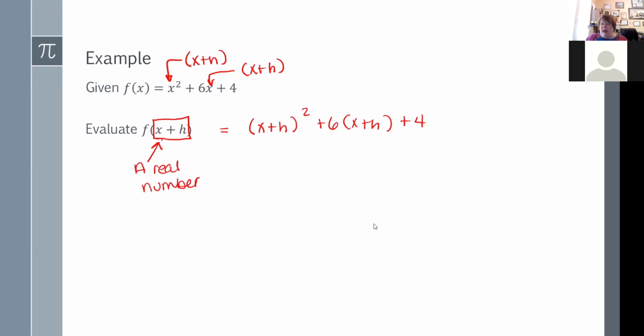So how do I do that? Well, I have algebra to do that. I can square this binomial. To square a binomial, what do I do? I take the first term and I square it, x squared. Then I take the two terms, multiply them together, x times h, and multiply that by 2. Then I take the second term and I square it. So I've squared that binomial. Then I can remove the parentheses by distributing the 6 across.